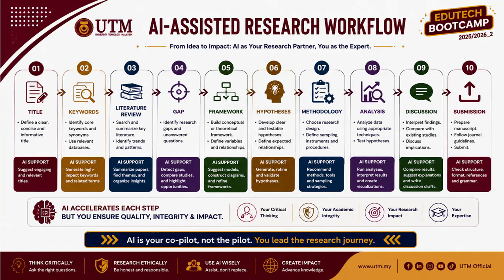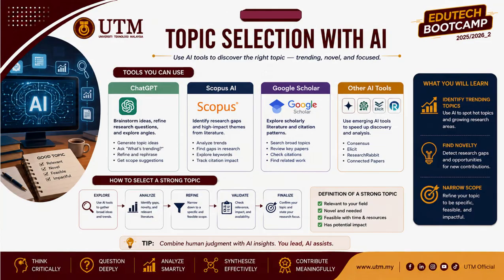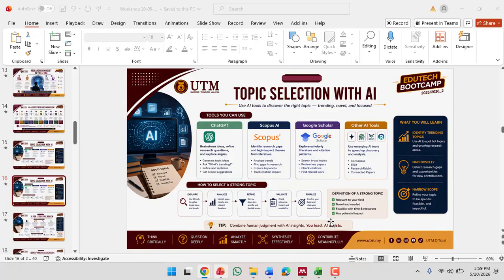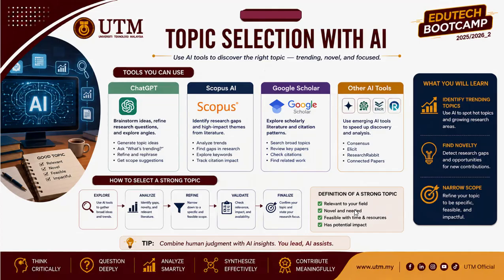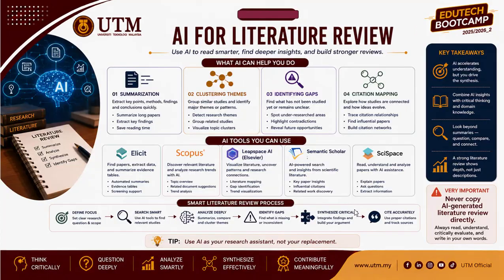So how do we do it? For that I have proposed these, one by one, step by step. Topic selection with ChatGPT, Scopus AI, Google Scholar. I use these three tools for the selection of the topics with the AI, where I explore, analyze, refine, validate and finalize my research. After topic selection, next is AI literature. For AI literature, for example, to write the theoretical background of the research, I mostly use Scopus AI. Elsewhere I use Leap, Space AI. These are very authentic.